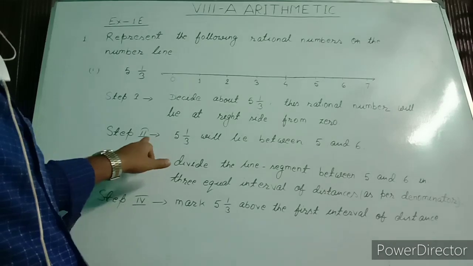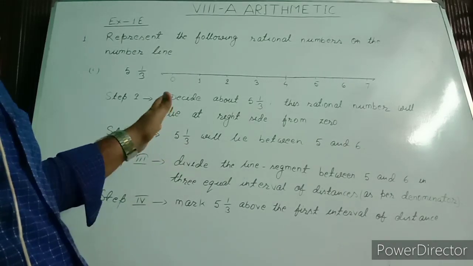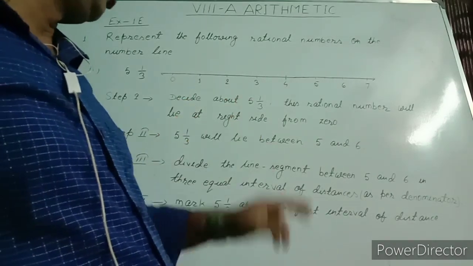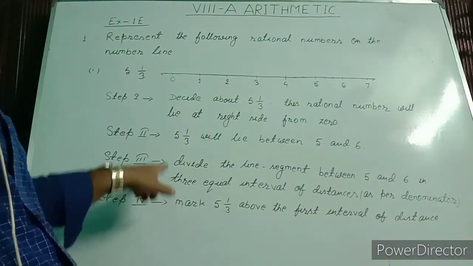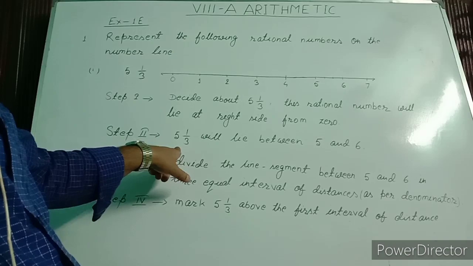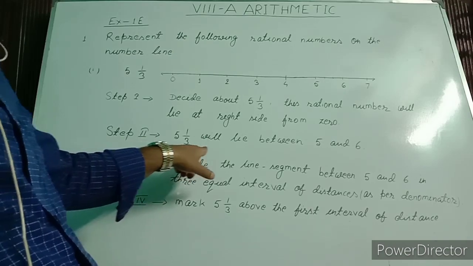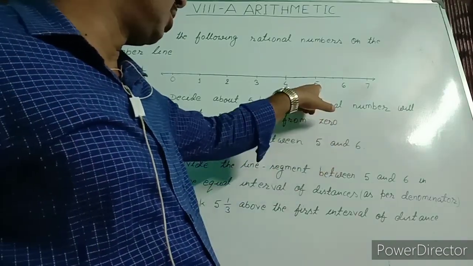Second step, now we have to decide between which two numbers this 5 and 1 by 3 will lie. So in the second step, I have decided 5 and 1 by 3 will lie between 5 and 6 here.